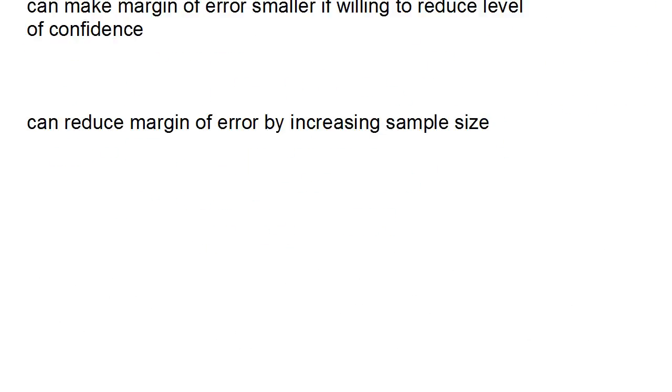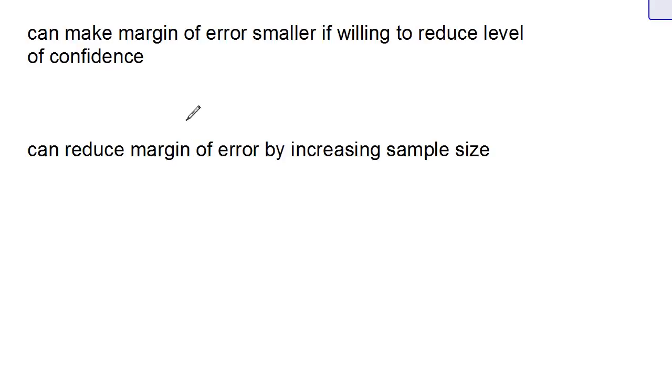Now, with confidence intervals, you can make the margin of error smaller if you're willing to reduce the level of confidence. Because the smaller the confidence level, the smaller your z value is. And therefore, that's going to make your margin of error smaller. You can also reduce the margin of error by increasing the sample size.